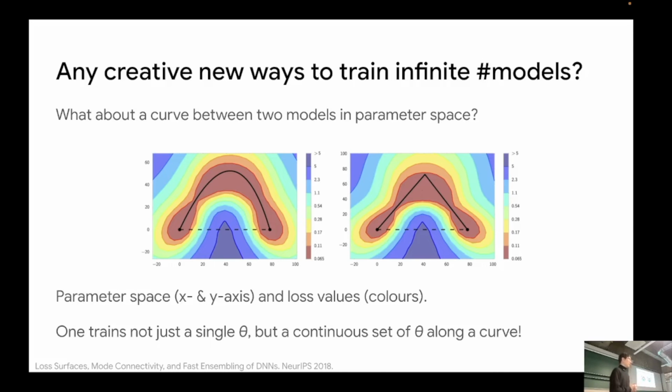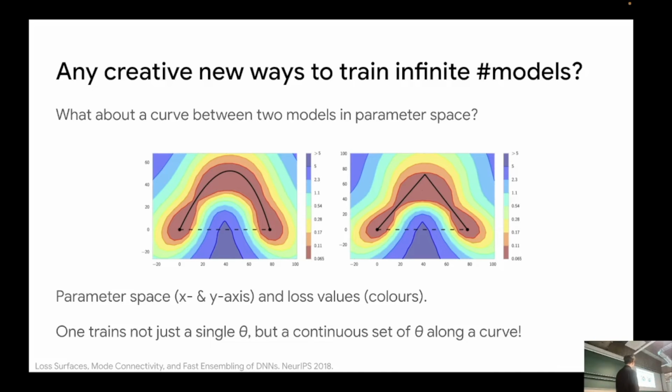like a curve in the parameter space. A curve is also a set. It doesn't have any volume in the space, but still contains an infinite number of possibilities. So the question is whether you can train a curve instead of a point or a Gaussian, right, in the parameter space. And this paper shown here is telling you that you can do that.